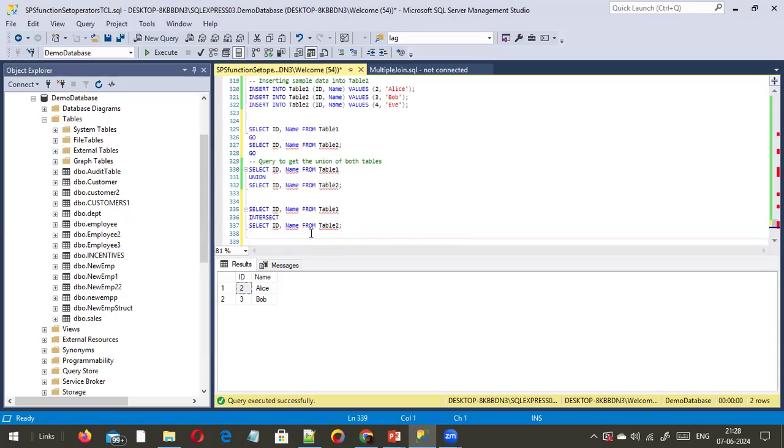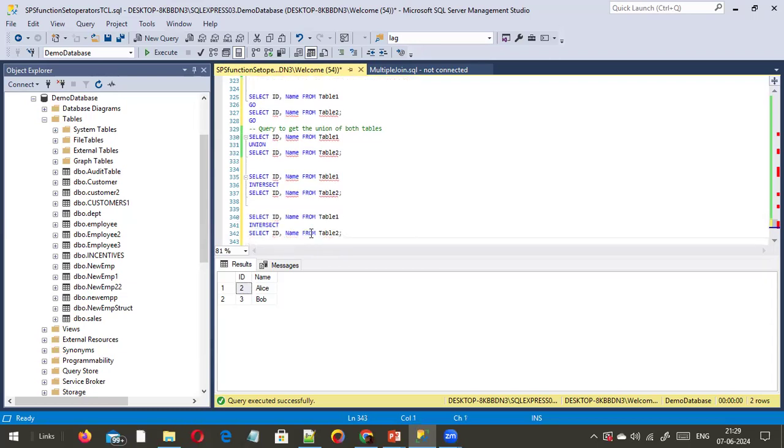Next we have something called except, right? I'll just show you here. Instead of intersect, we'll use except. So what is except? It is A minus B. That is what except is all about. So what do you mean by A minus B? What is the output of this one?